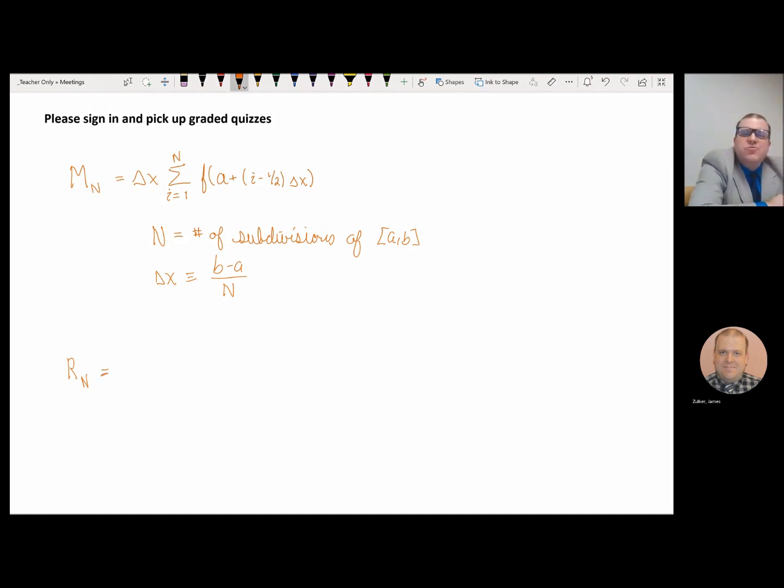As a refresher, right endpoint approximation was delta x times the summation i equals 1 to n of f of x sub i, which we can replace as f of a plus i delta x.